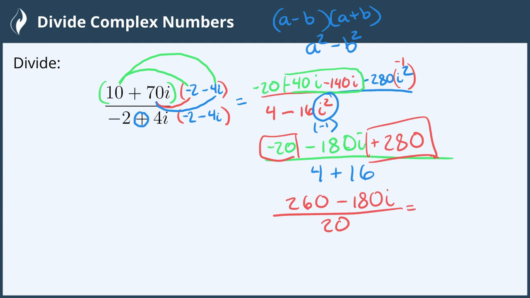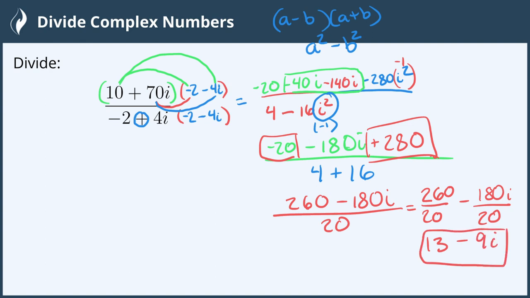Now we can go ahead and break that up into two fractions since they have the common denominator, and we get 260 over 20 minus 180i over 20. 260 divided by 20 is 13, and 180 divided by 20 is 9. So we end up with 13 minus 9i, and now we're all done.